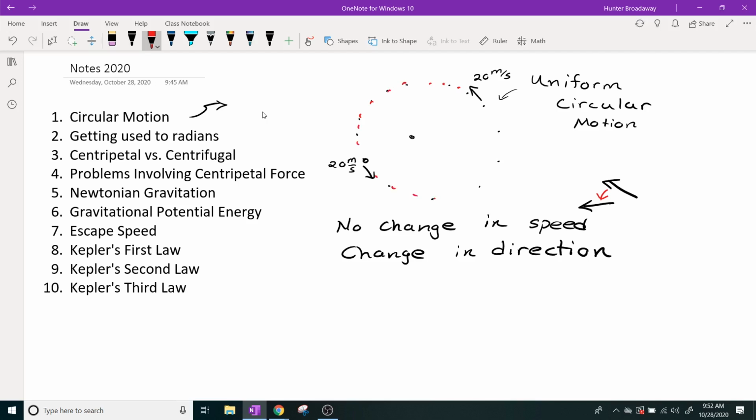Okay, and that's how we need to think about this as we continue to move through the chapter. The acceleration for an object in circular motion always points inward. Okay? And that inward acceleration is called a centripetal acceleration. Centripetal.